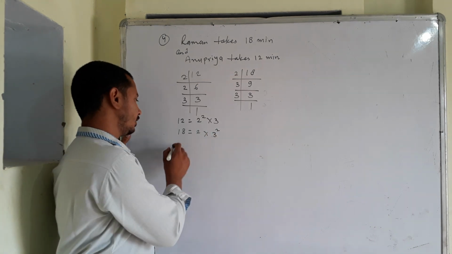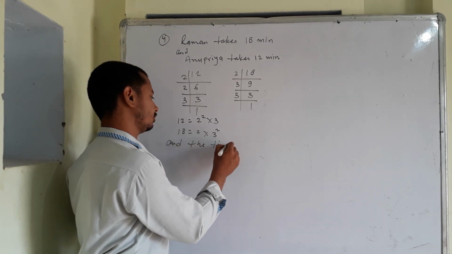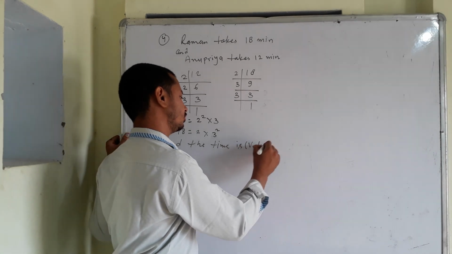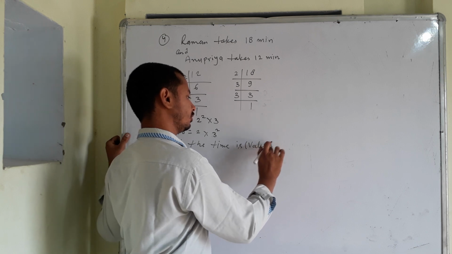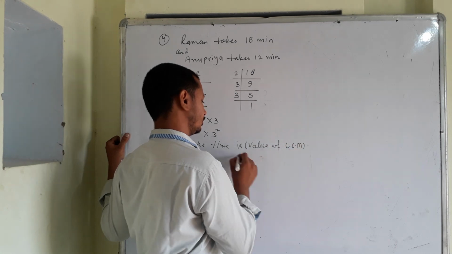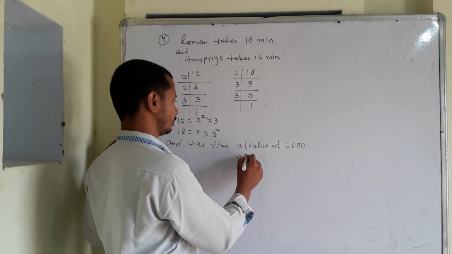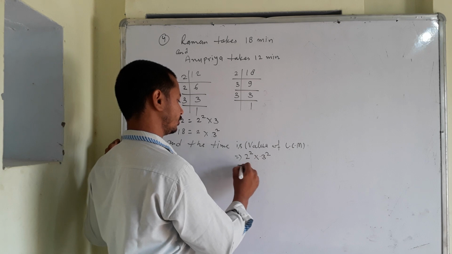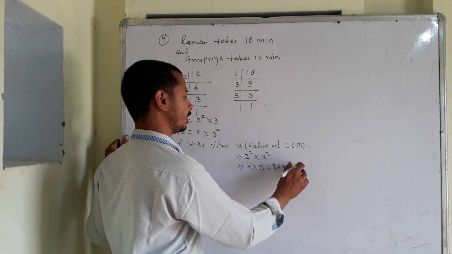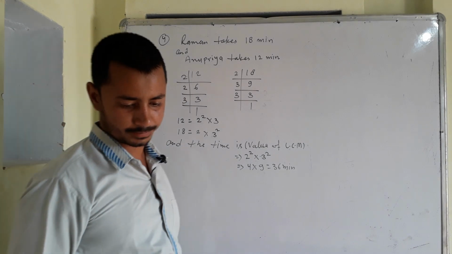Okay, and the time is the value of LCM, which equals the maximum power of multiples, 2 square multiply 3 square. So you find 4 multiply 9 equals 36 minutes. After 36 minutes they meet at the same place.